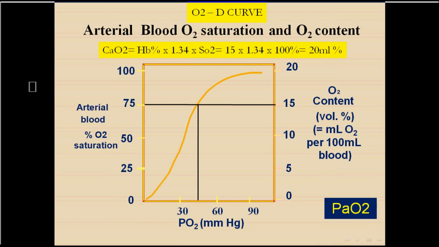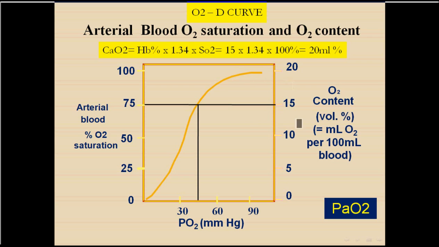We come to a very important point, which is the oxygen content. What is meant by oxygen content? How much oxygen is carried per 100 ml. 100 ml of whole blood will carry 20 ml of oxygen. Oxygen content equals hemoglobin multiplied by 1.34, since each gram of hemoglobin will carry 1.34 ml of oxygen, multiplied by the saturation. So the oxygen content depends on two things, hemoglobin and saturation. If the patient has hemoglobin 15, the oxygen content will be 20, which gives a saturation of 100%.